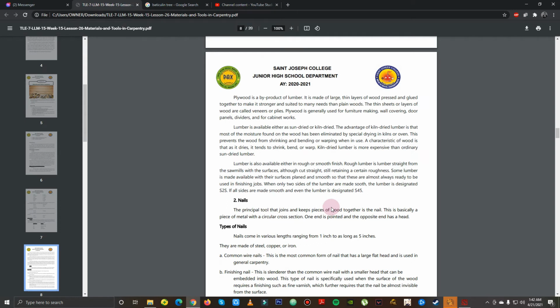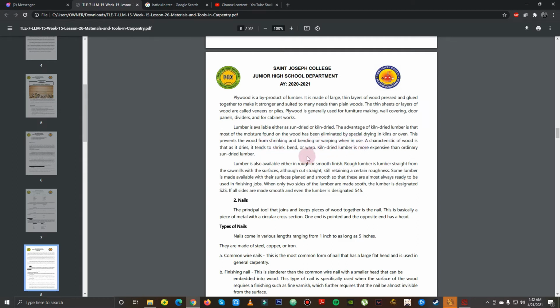Lumber is available either as sun-dried or kiln-dried. The advantage of kiln-dried lumber is that most of the moisture found in the wood has been eliminated by special drying in kilns or oven. This prevents the wood from shrinking and bending or warping when in use.